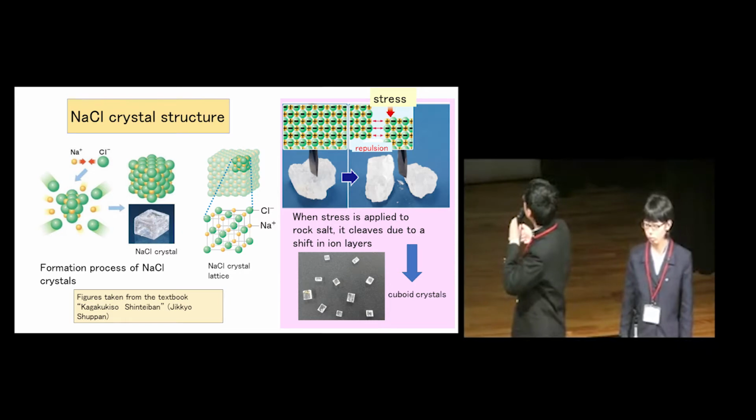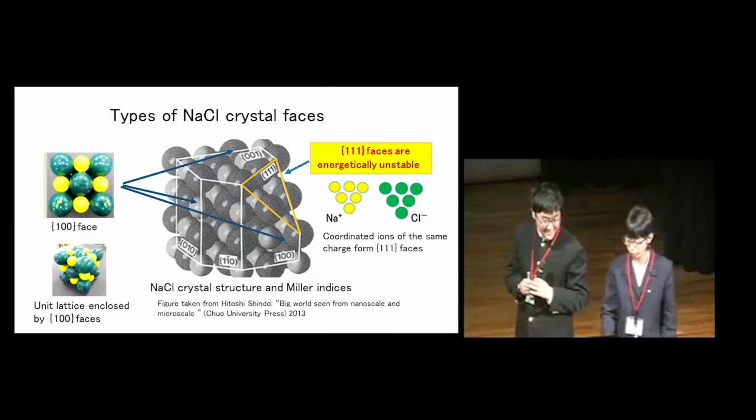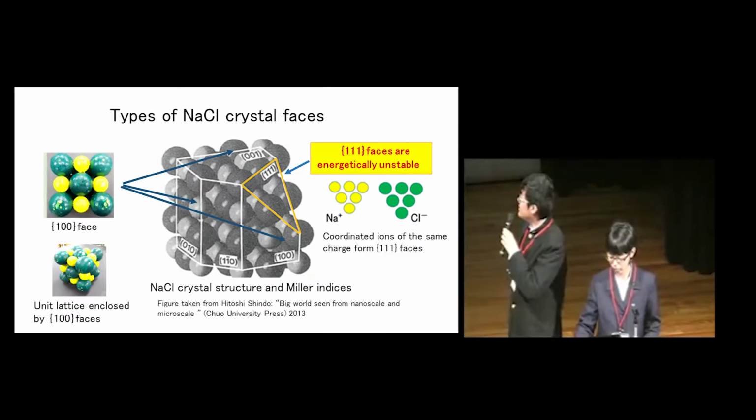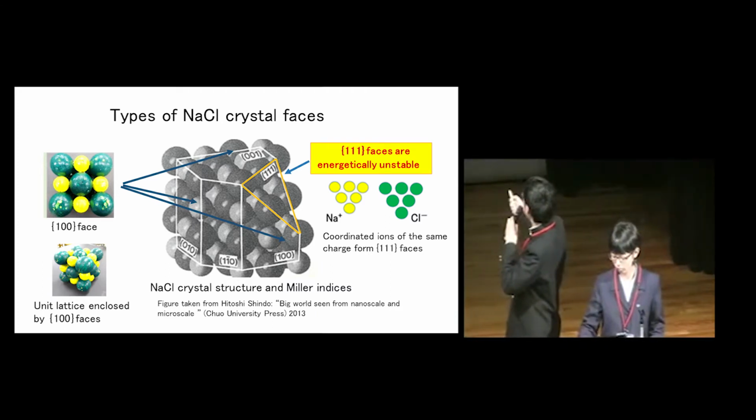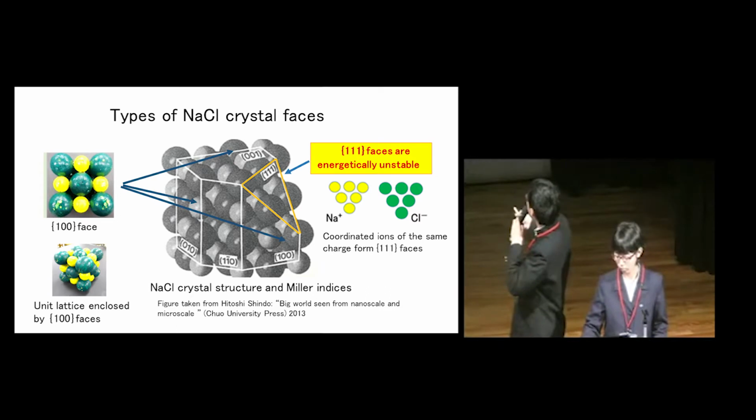When we apply stress to rock salt, it cleaves due to a shift in ion layers, so it becomes cuboidal crystals. Cuboidal is a shape where all the surfaces are rectangles. So, do you know Miller indices? There are many cutting phases of a crystal, and one of the diagonal cutting phases is the 111 phase. This phase is unstable because ions of the same charge are coordinated when forming the 111 phase.